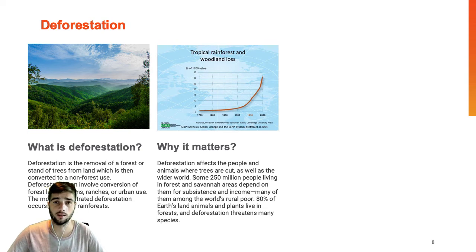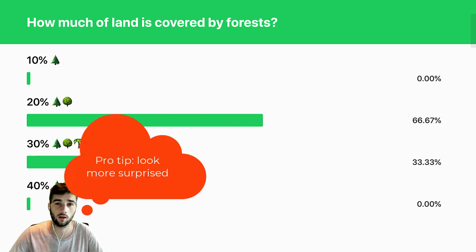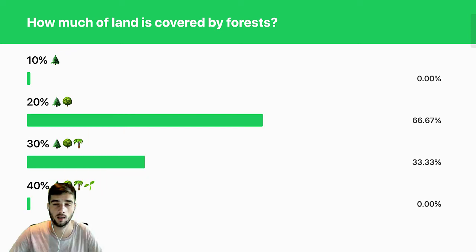And just to understand the scale of the problem, let's see how many of you knew the answer to my question. Okay, 20%. So most of you say forest covers 20% of land surface. That's not very far from the truth, which is 30%. So 30% of land surface is covered by forest.